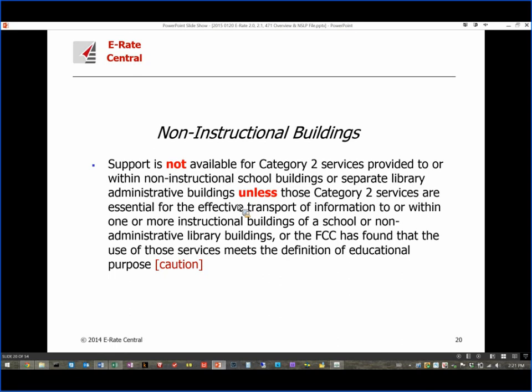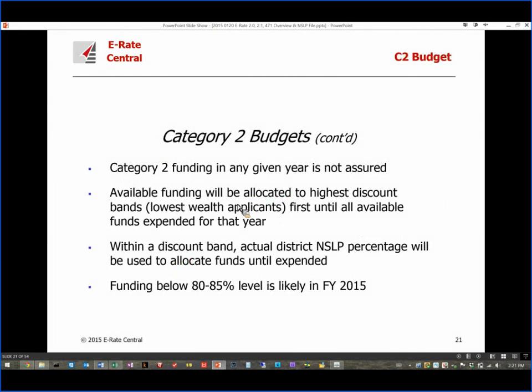One of the concerns that we have there, and it should be a caution, is that there are a variety of questions that have been flying around about what does or doesn't make a NIF an eligible location based on educational purpose. And I think there's a lot of gray there, and you should be pretty careful not to get yourself in a bind of claiming that it is when it's not. Category 2 funding in any year is not insured. I made that point before.